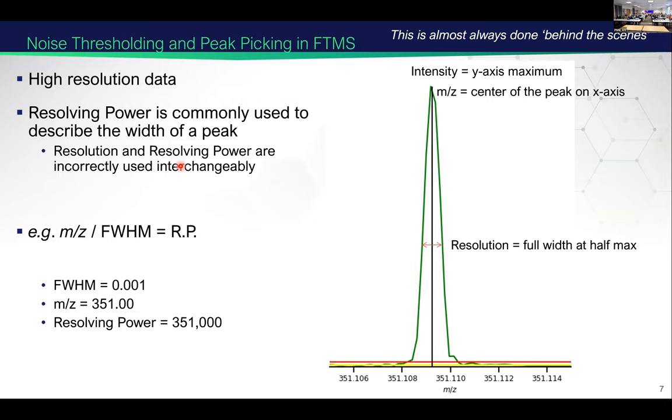So you might see the term resolving power, you might see the term resolution. Oftentimes people use those interchangeably, incorrectly, and I'm guilty of that just like everyone else. But generally speaking, the resolving power is actually this width at half max divided by the m/z. So you get a number on the order of 100,000 or 1 million. And the bigger the number, the narrower the peak.